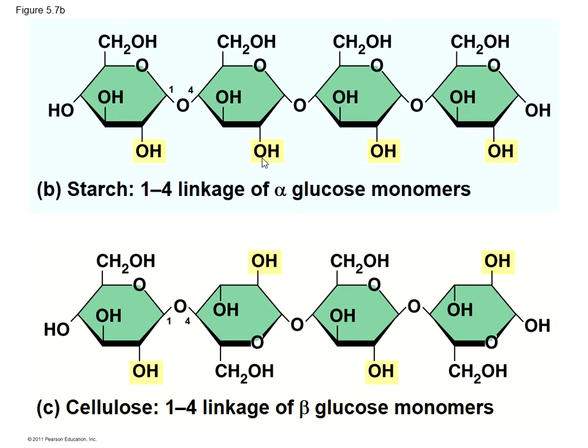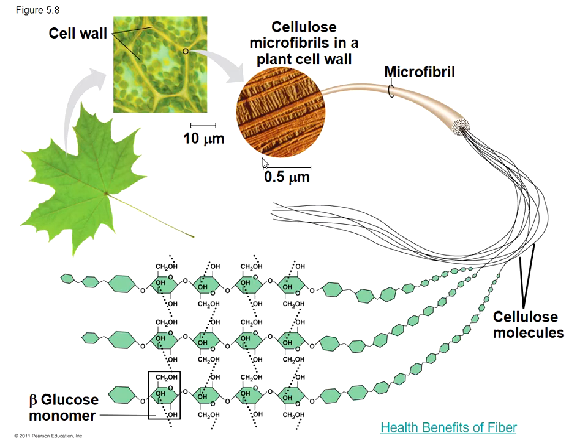So we store our excess carbs as what? In our bodies, we store it as fat. And plants store it as starch. And also all plants have cellulose. Cellulose is a complex carbohydrate that we do not digest, and yet it's really good for us to have in the diet.